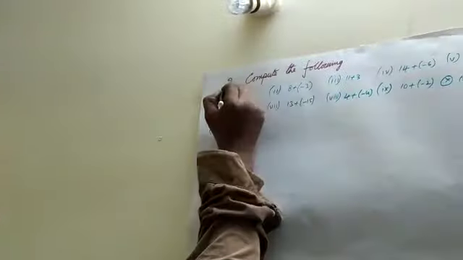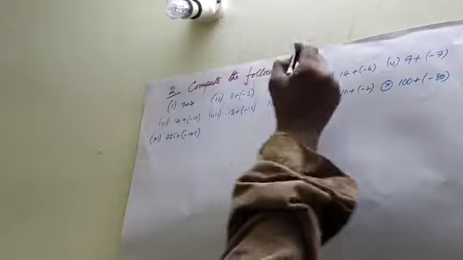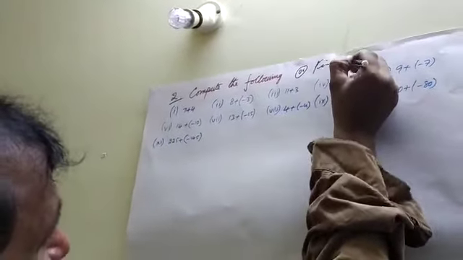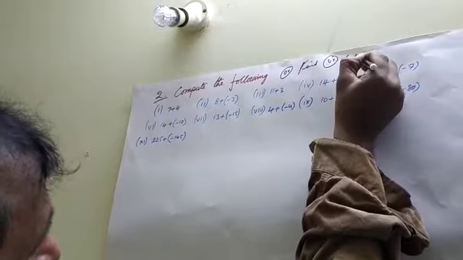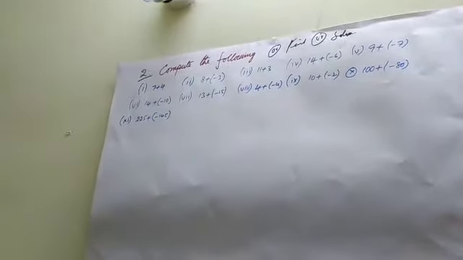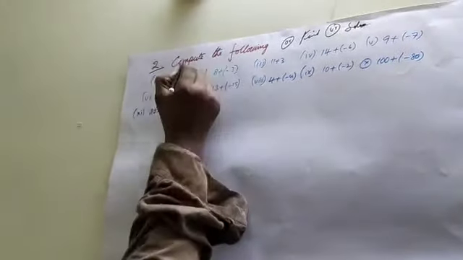Exercise 2, second Roman. Computing the following. What is the meaning of computing? Computing or find or solve have similar meanings. Computing means calculate, or addition, subtraction, multiplication, division, whatever it may be, that is called computing.